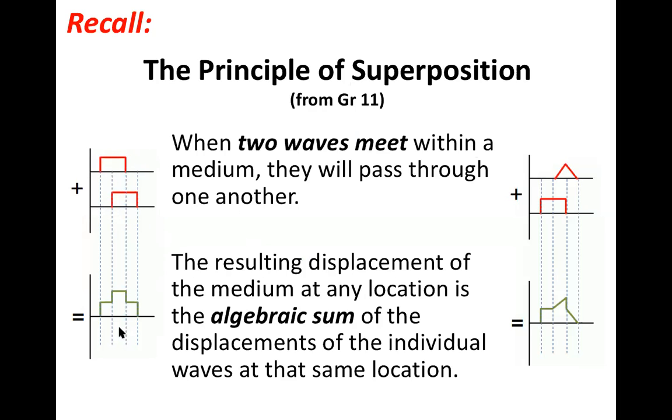But if you have them together, this piece will stack on top of that piece there, and you'll get the principle of superposition. If you had a pulse going to the right and a pulse going to the left, at the moment that they were overlapping this way, you would see that triangular piece stacked over top of this rectangle. So it's the algebraic sum.